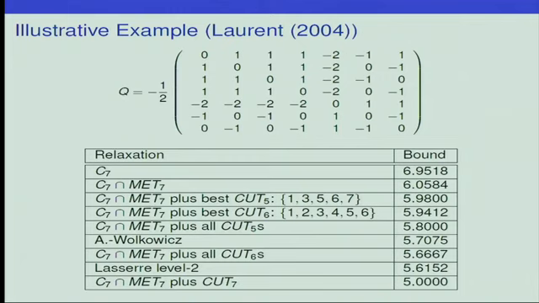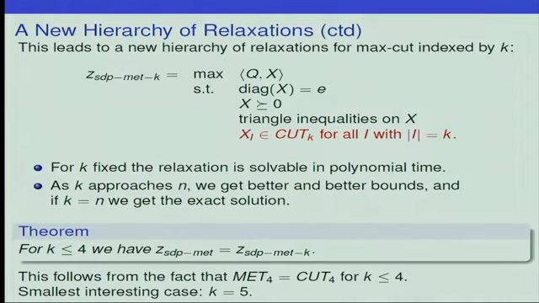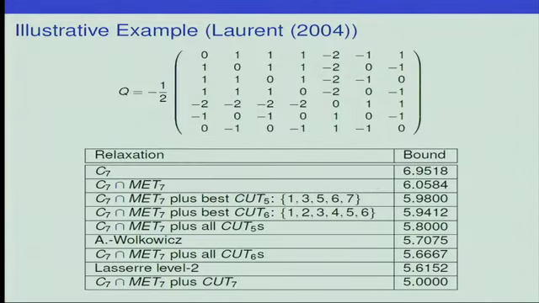If I now add all the cut 5s, so I come back here, I fix k equal to 5, and I add all of these, then the bound goes down to 5.8. If I add all the 6s, it goes to 5.6. And of course, if I add the 7, then I get the exact bound, because now I have the exact problem. And in here, I have the other two, the Anjos-Wolkowitz and the Lasserre second-level relaxation.